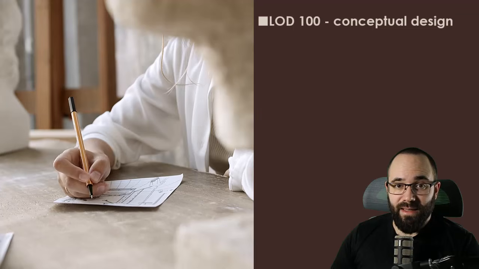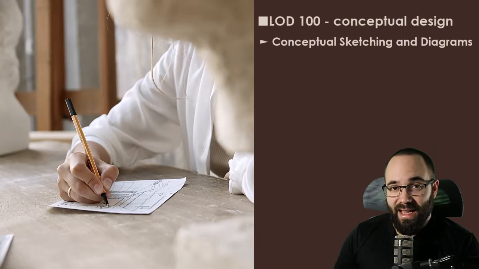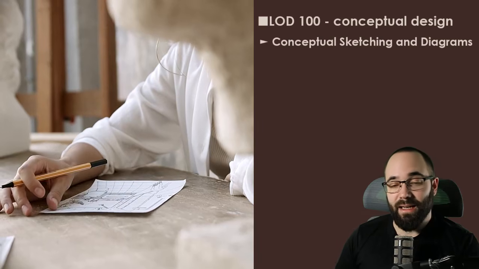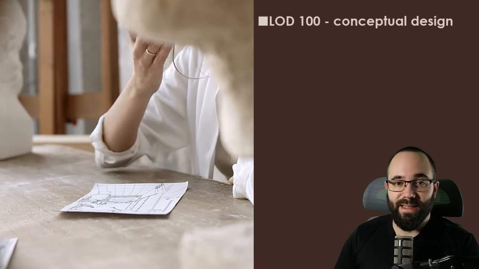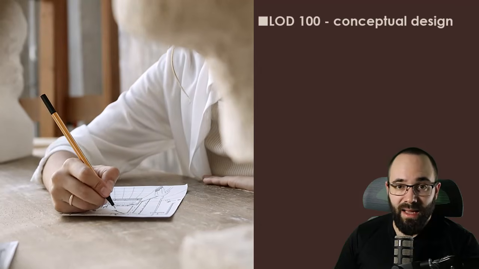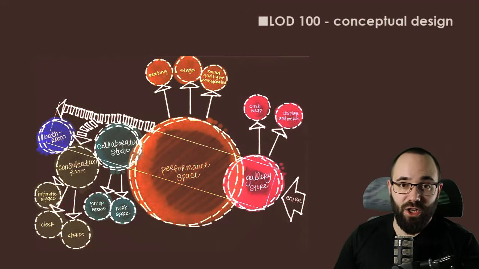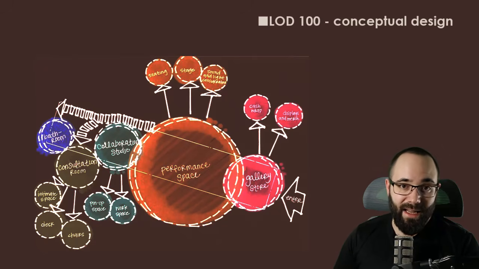Then we have conceptual sketching and diagrams. Sketches and diagrams capture initial ideas and concepts. They're a visual representation of design intent. Sketching allows designers to explore multiple options rapidly. Diagrams clarify spatial relationships, circulation patterns, and key design elements.